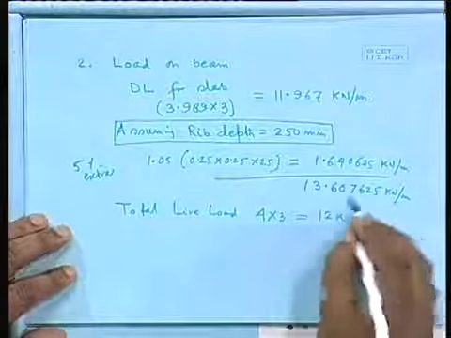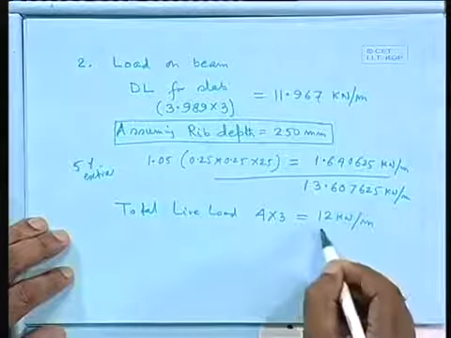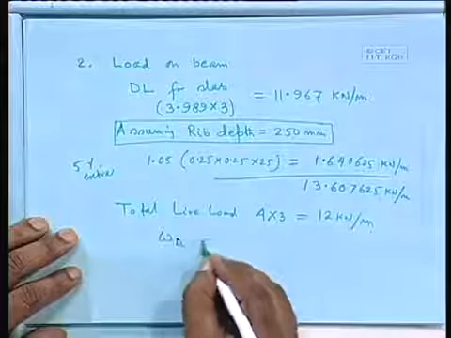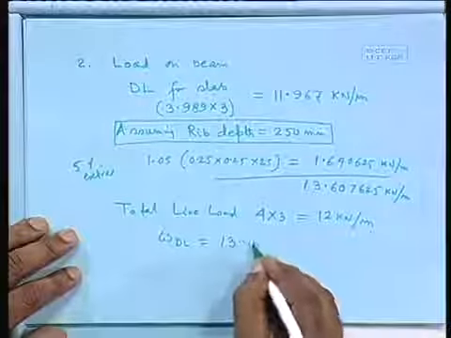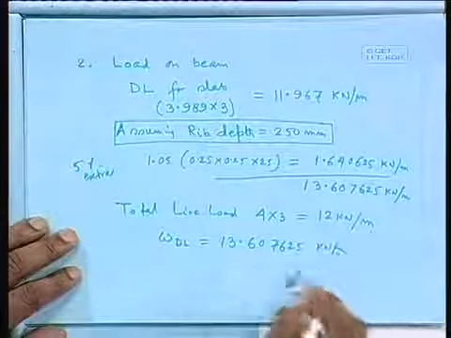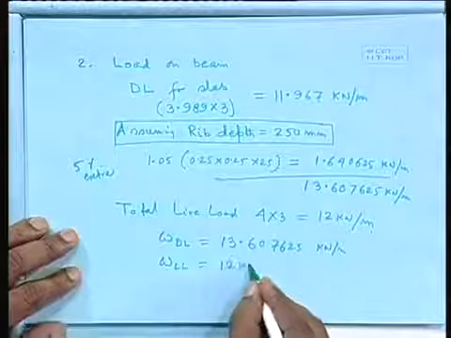So for dead load we are getting this much, and for live load we are getting this much. W DL is 13.60765 kilonewton per meter, and W live load is 12 kilonewton per meter.